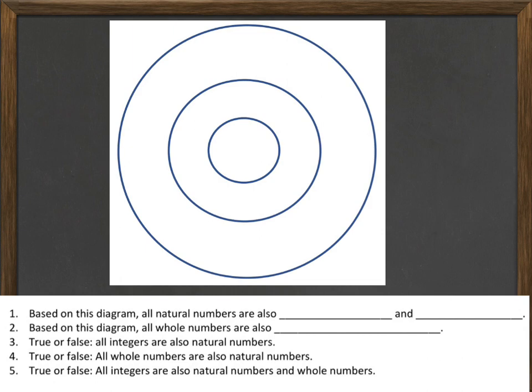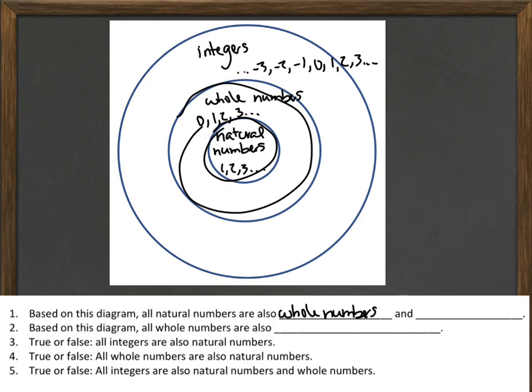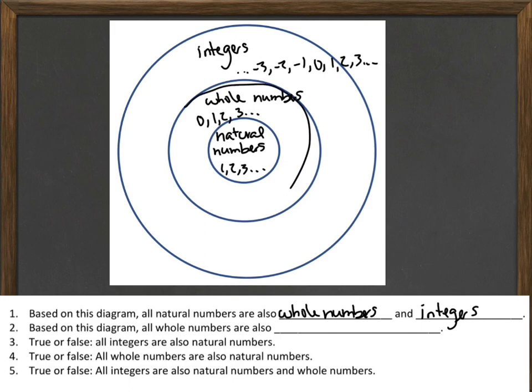So based on this diagram, and I'll recreate it really quickly here for you, let's fill out the sentences below. So it says, based on this diagram, all natural numbers are also whole numbers. Okay, again, because this small circle is completely contained in this larger circle and this other circle here. So all natural numbers are also whole numbers. All natural numbers are also integers. And again, that is the relationship we're trying to communicate by this diagram. Also, we know that all whole numbers, by definition, are also integers.